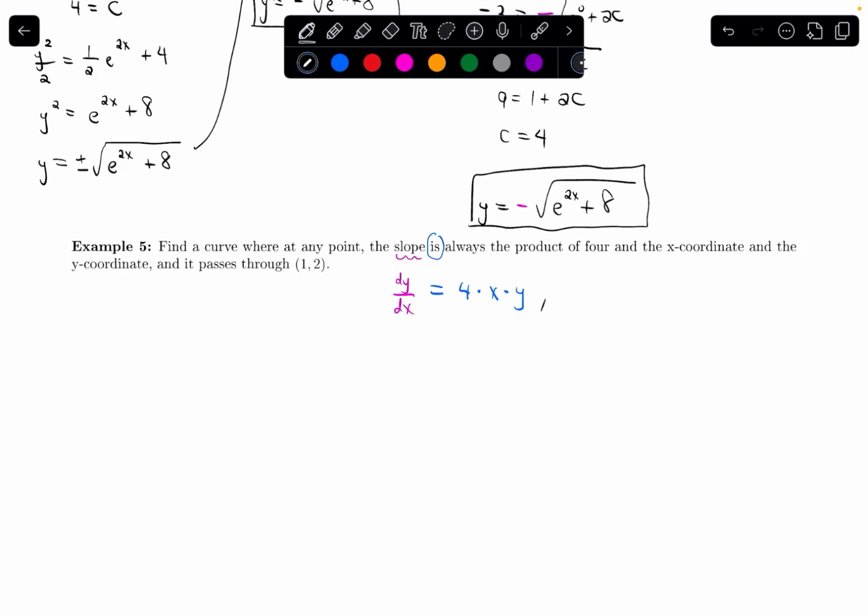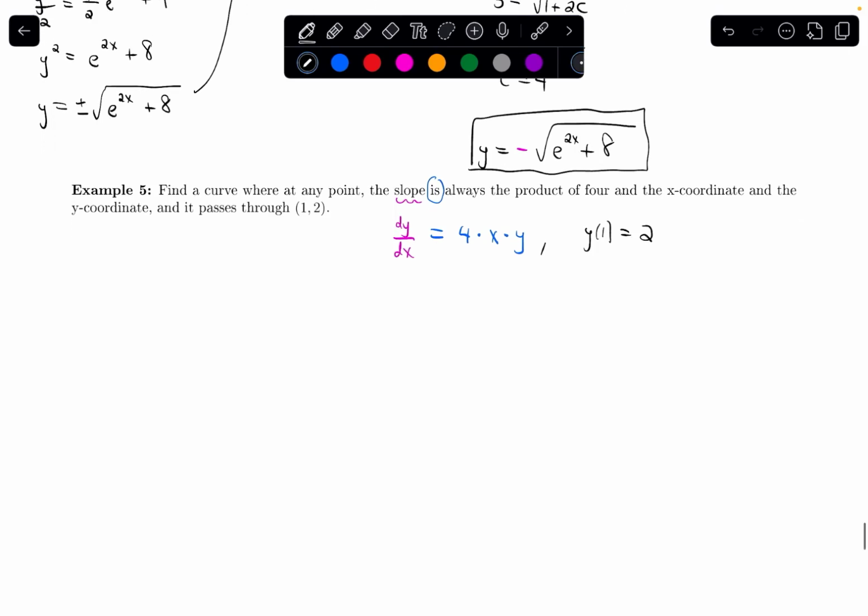We also have this initial condition that y of 1 equals 2. So now let's solve this. Let us solve this differential equation. At this point, I want you to pause for about 2 or 3 minutes and see if you can separate the variables here and integrate both sides. So pause in 3, 2, 1, and try that.